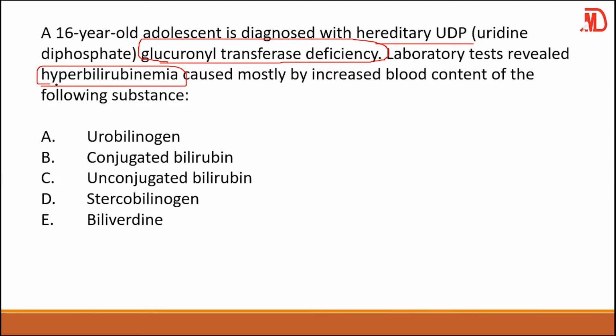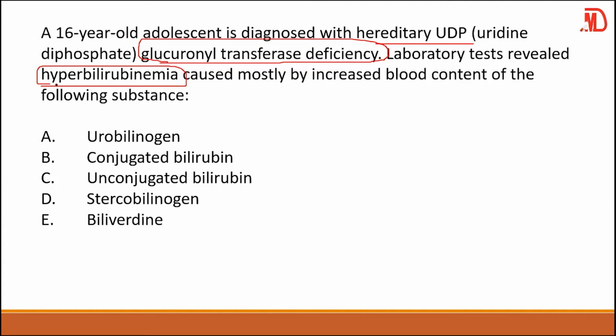This is what? Jaundice. Now we have 3 types. We have the pre-hepatic, the hepatic, then we have the post-hepatic or the obstructive type of jaundice.